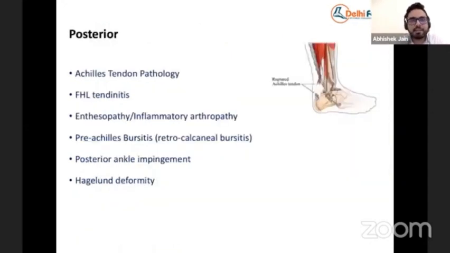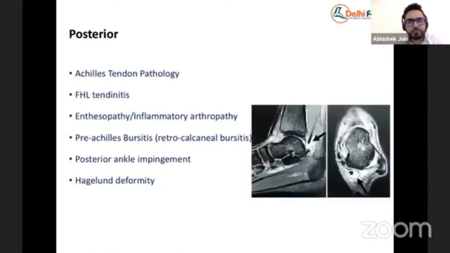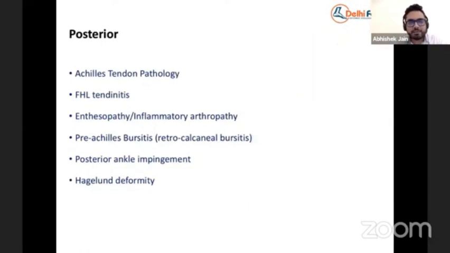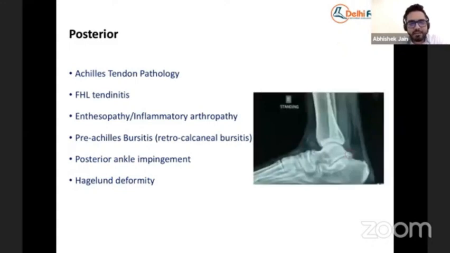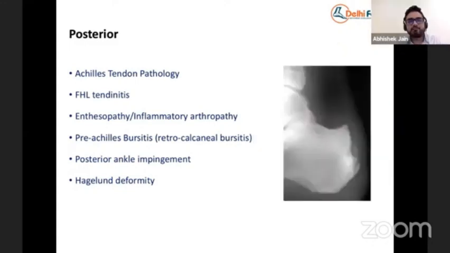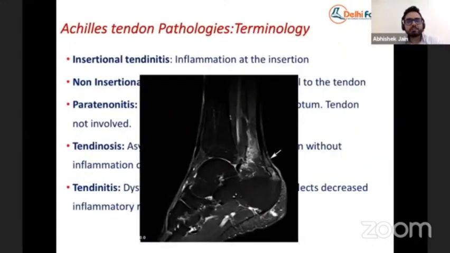Coming to posterior heel pain, Achilles tendon pathology, we all know about it. We know about flexor hallucis longus tendinitis, enthesopathy or inflammatory arthropathy, pre-Achilles bursitis, posterior ankle impingement, and Haglund deformity. Now let's talk about Achilles tendon pathology and see some terminologies.